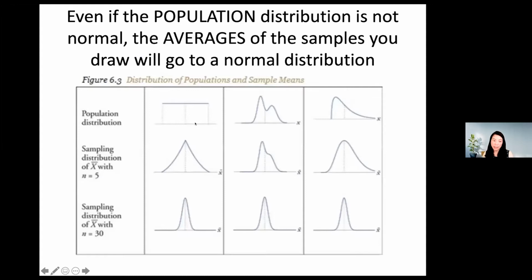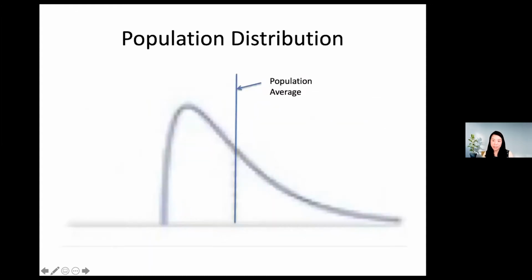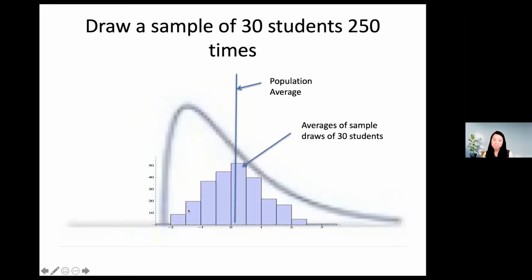Here I did again a visualization of this. So imagine this is the population distribution. This time it's not a perfect bell-shaped normal distribution. The population distribution is skewed towards the left. So the average is actually in the middle, not under the peak.